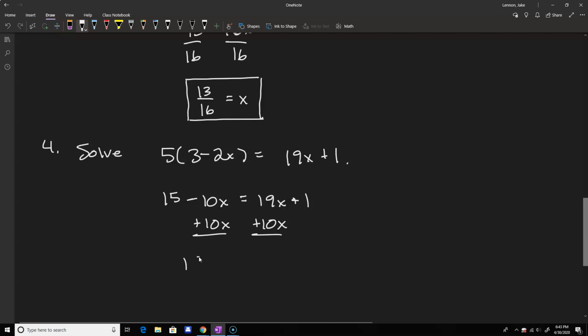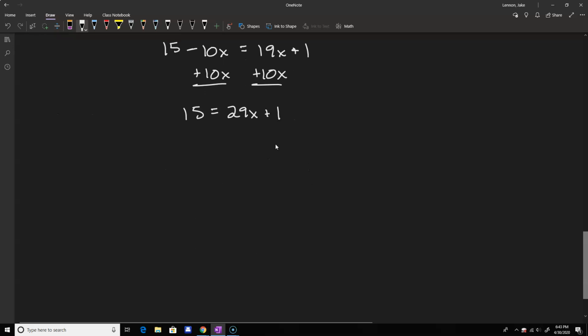So I have 15 is equal to 29x plus 1. Then what I want to do is subtract 1 and divide by that 29. So I subtract 1, and I have 14 is equal to 29x. I divide by 29, and that is my answer. So x is 14 over 29.